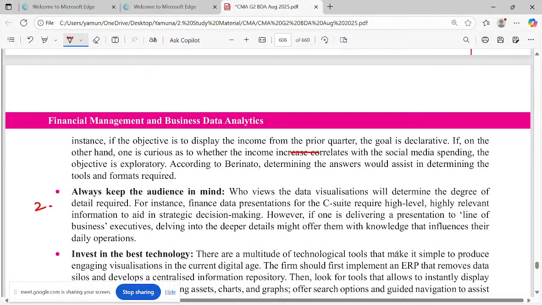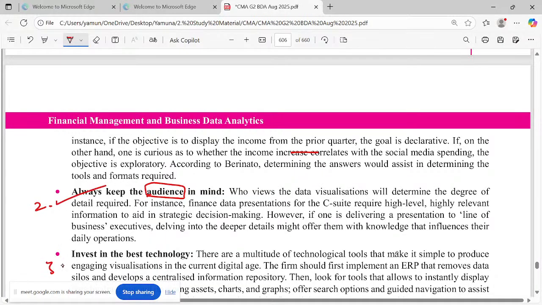Okay. Second, always keep the audience in mind. So when you go for anything which you want to get, you understand for whom you're doing it, who are the ultimate beneficiaries of the data, and what type of knowledge they are expecting in the future. All this has to be taken care of.